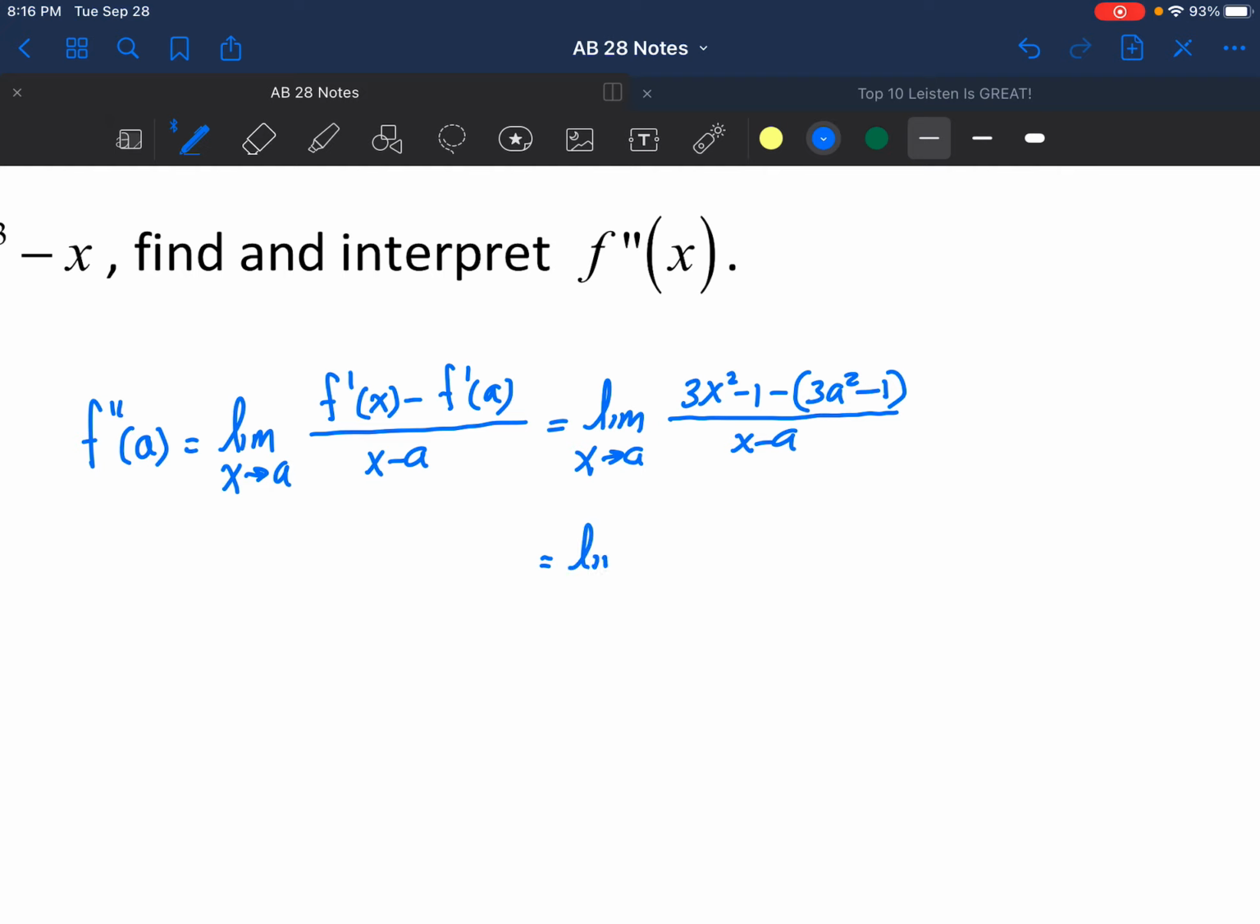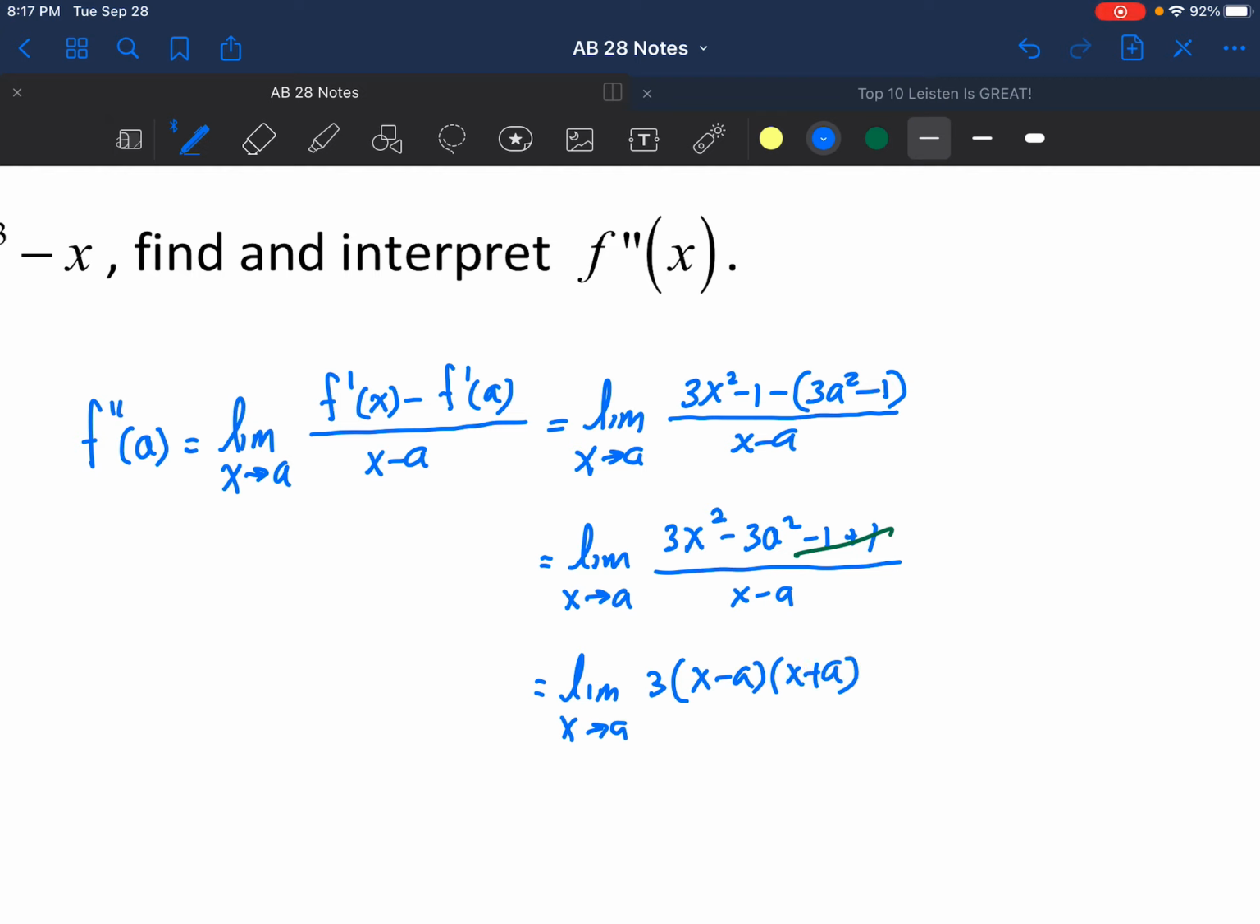I'm going to expand, distribute, and group. As x approaches a, it'll be 3x squared, subtract 3a squared, subtract 1, add 1, over x minus a. Notice that subtract 1, add 1 cancels. We can factor that 3. We have the limit as x approaches a of 3 times x squared minus a squared over x minus a, which is x plus a times x minus a. There's our common factor. When we apply our limit, we end up with 3 multiplied by 2a. So f double prime of a equals 3 times 2a, or 6a. Therefore, the second derivative of our function is 6x.